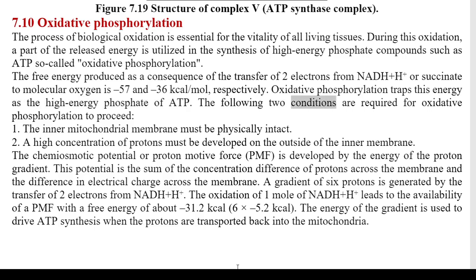The following 2 conditions are required for oxidative phosphorylation to proceed. 1. The inner mitochondrial membrane must be physically intact. 2. A high concentration of protons must be developed on the outside of the inner membrane. The chemiosmotic potential, or proton motive force, PMF, is developed by the energy of the proton gradient. This potential is the sum of the concentration difference of protons across the membrane and the difference in electrical charge across the membrane. A gradient of 6 protons is generated by the transfer of 2 electrons from NADH plus H+.